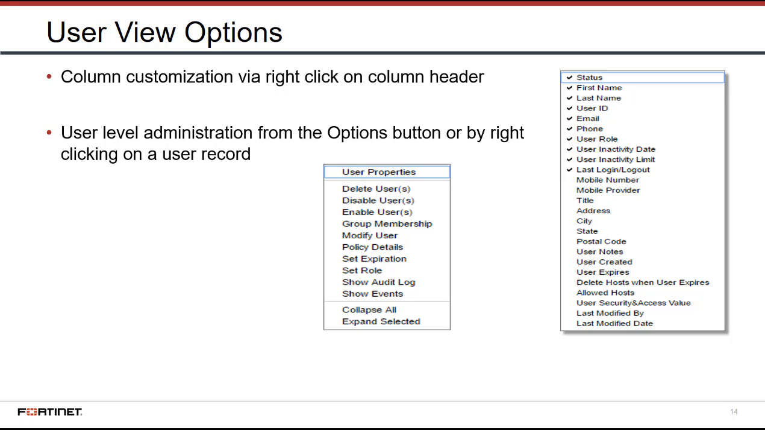There's a policy details in there. We're going to touch on that a little bit later. We can set expirations and role values and so on. And then at the very bottom, we have collapse all or expand the selected. That's the tree structure in the original user view we just looked at. And a left click on any column header will sort on that column. So we can create a filter to narrow down, and then we can use a sort on a column to maybe organize what we've narrowed down even more.